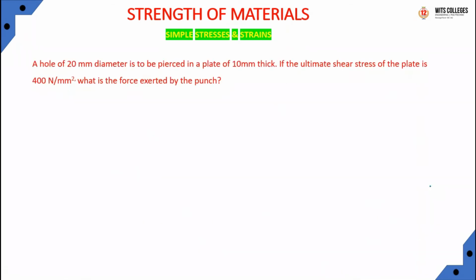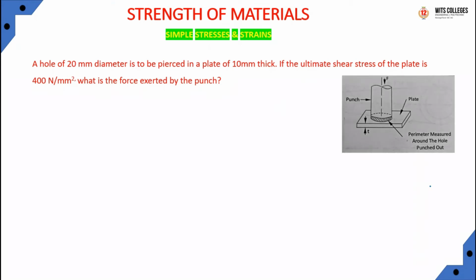A hole of 20 millimeter diameter is to be pierced in a plate of 10 mm thick. If the ultimate shear stress of the plate is 400 Newton per mm square, what is the force exerted by the punch? So here we have to find out how much load is applied. The diagram shows the punch and plate. Okay, so when force is applied on the punch, it will pierce the plate of 10 mm thick.